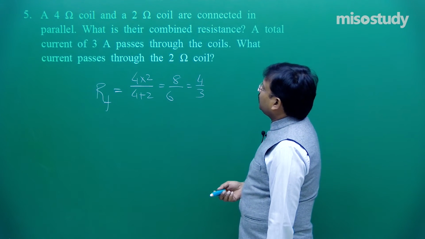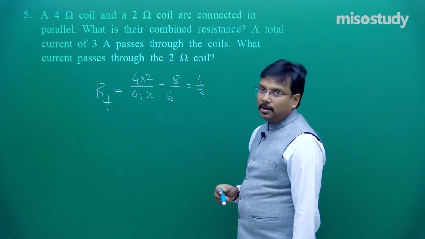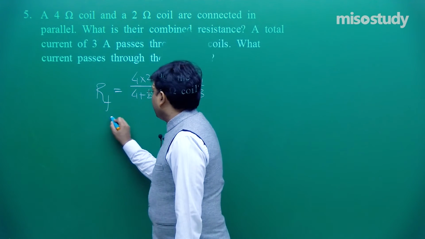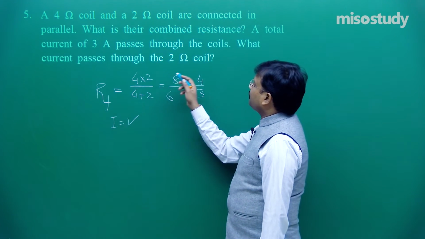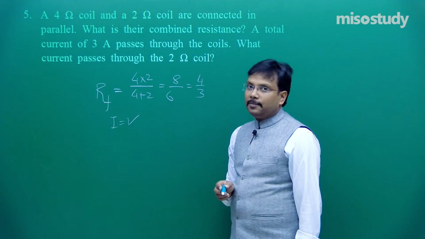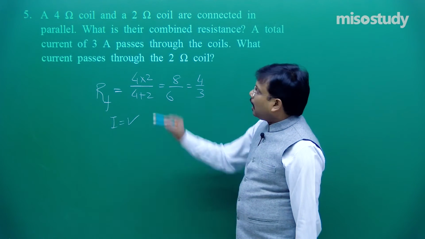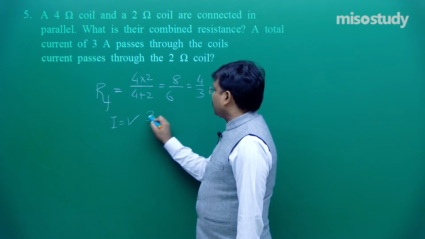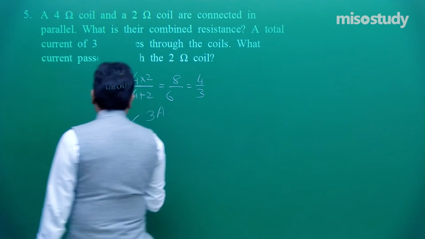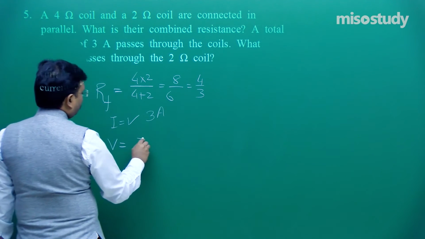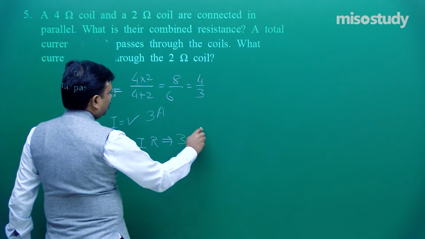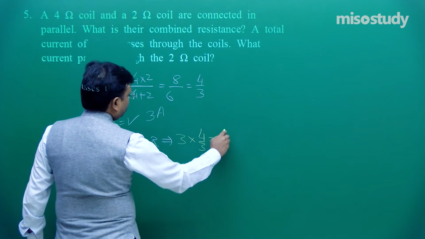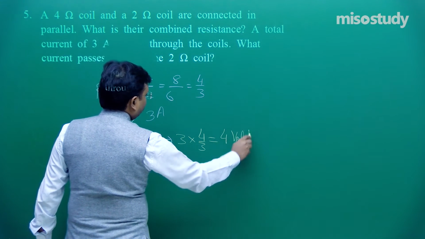A total current of 3 ampere passes through the coil. Now, I is given, fine. What current passes through the 2 ohm coil? Now, I is given, how much? That is 3 ampere. So, can we find the V? So, V is equal to IR. It will give me 3 into 4 by 3 is equal to 4 volt, fine.